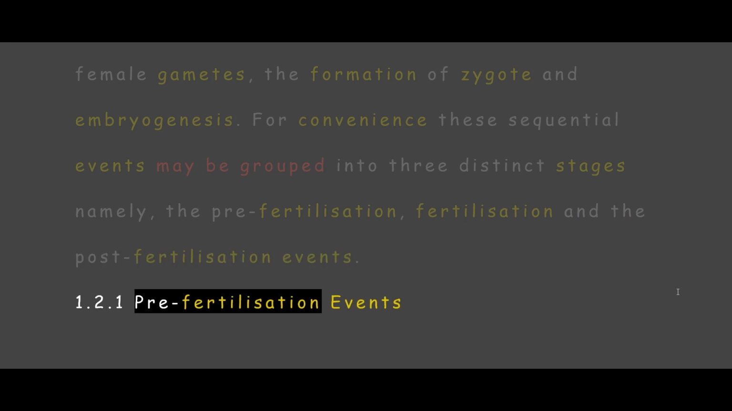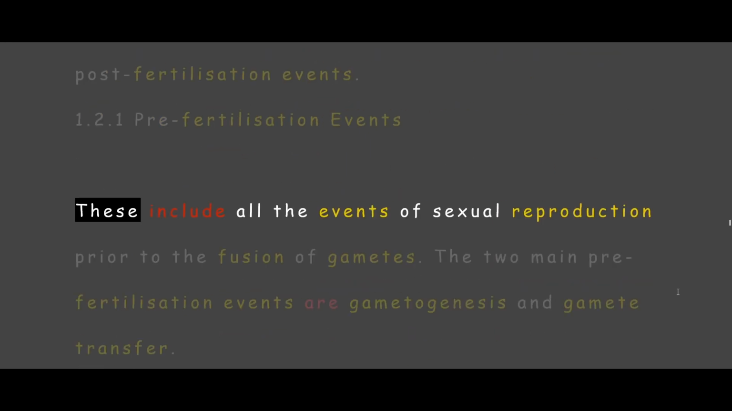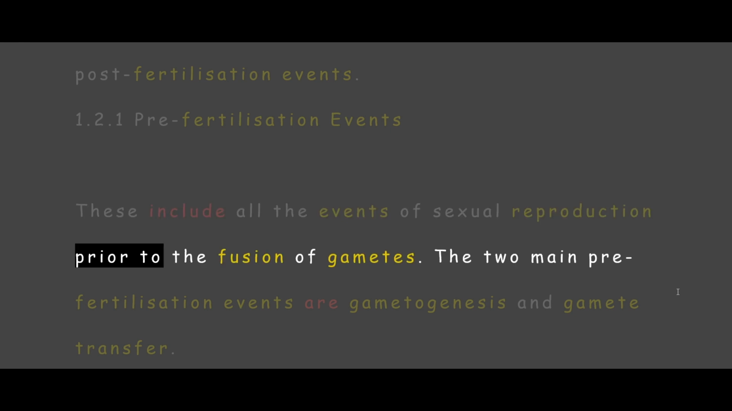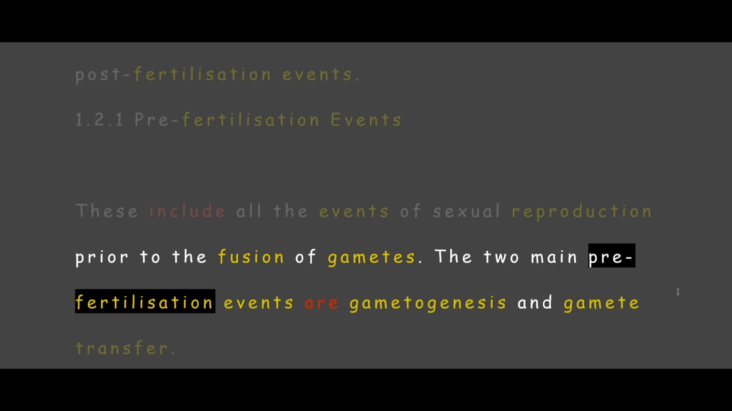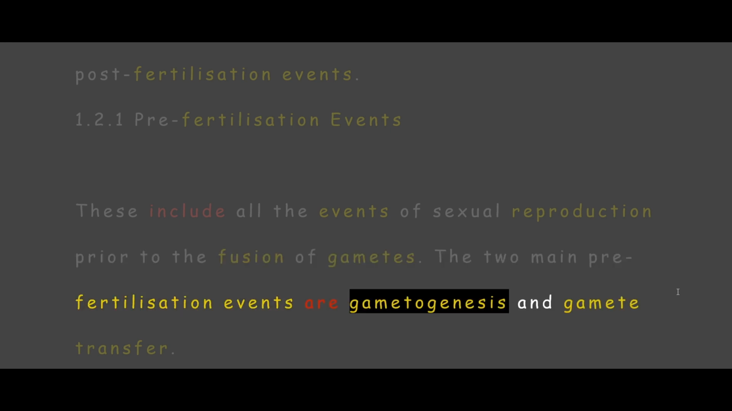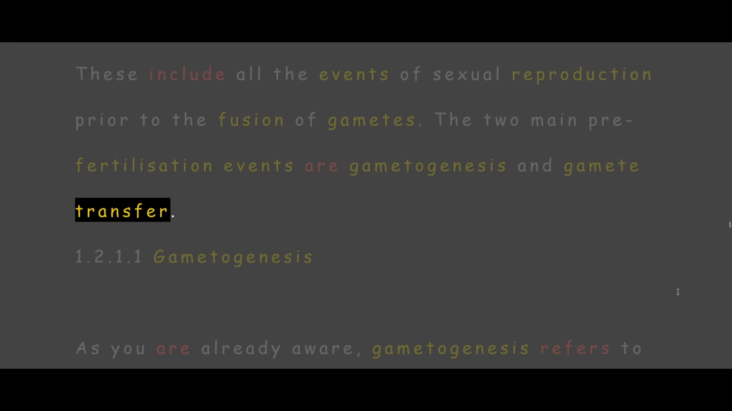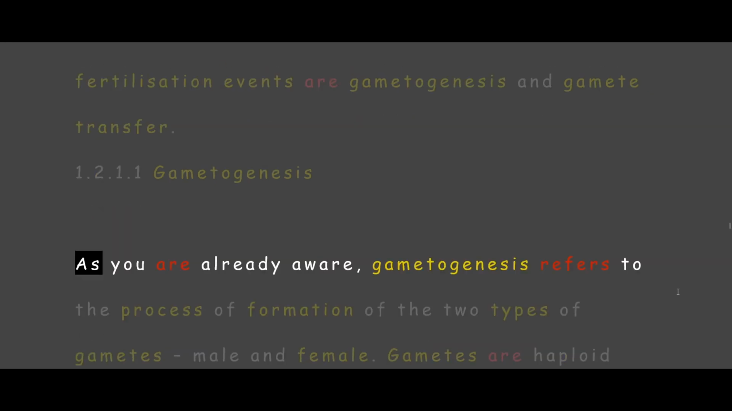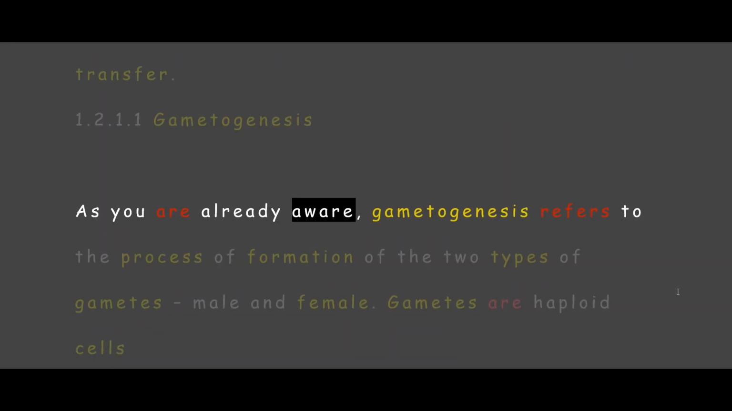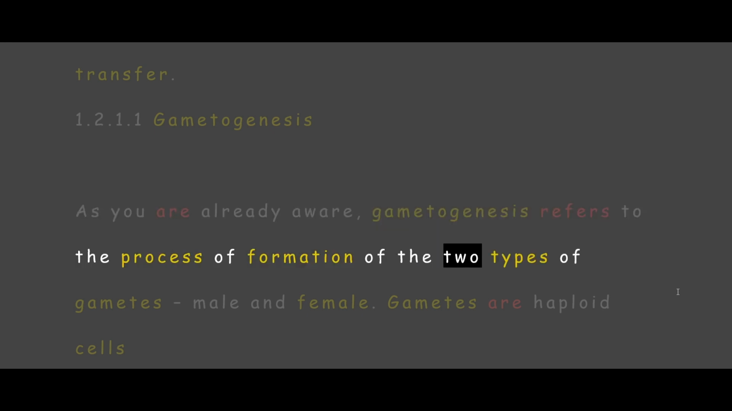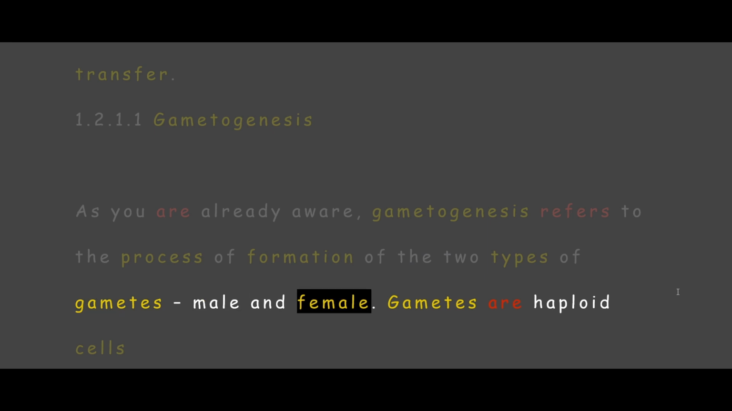1.2.1 Pre-fertilization events. These include all the events of sexual reproduction prior to the fusion of gametes. The two main pre-fertilization events are gametogenesis and gamete transfer. 1.2.1.1 Gametogenesis. As you are already aware, gametogenesis refers to the process of formation of the two types of gametes, male and female.